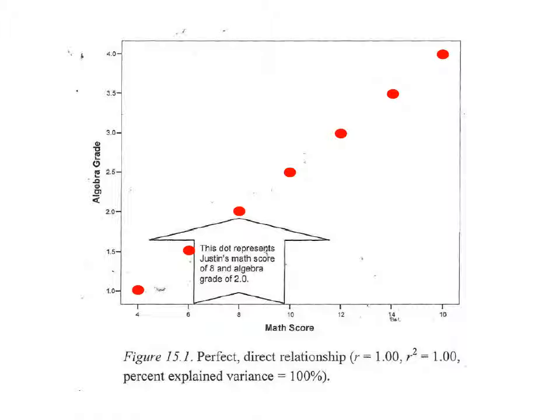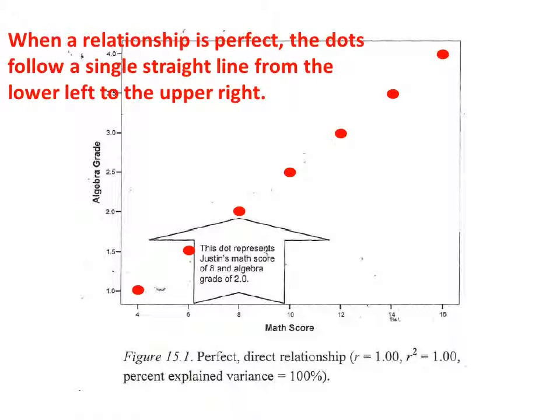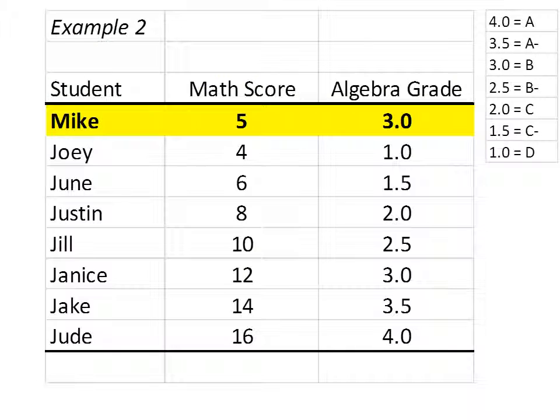Now, perfect relationships are rarely found in the social and behavioral sciences. For example, in practice, the relationship between math scores and subsequent algebra grades is far from perfect because different students have different areas of weakness, such as someone being really strong in basic math and weak in comprehending algebraic abstractions. So here again, let's reiterate, when a relationship is perfect, the dots follow a single straight line from the lower left to the upper right.